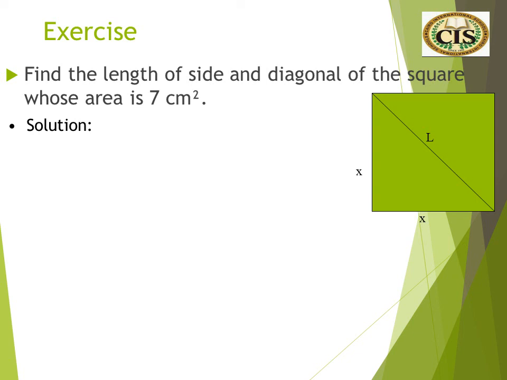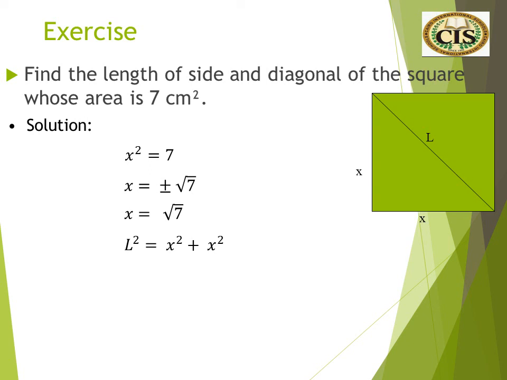Find the length of the side and the diagonal of the square whose area is 7. What about the area of a square? We know the area of a square according to its side is side power 2. According to its diagonal, it is half L power 2. So x power 2 equals 7, where x is the side length. x equals positive or negative root 7, but for a square, length means only positive, so we refuse the negative. So x equals root 7; the side length of the square equals root 7 centimeters.